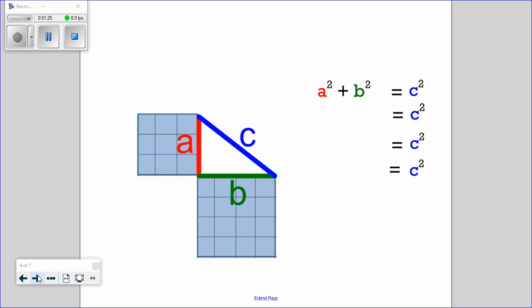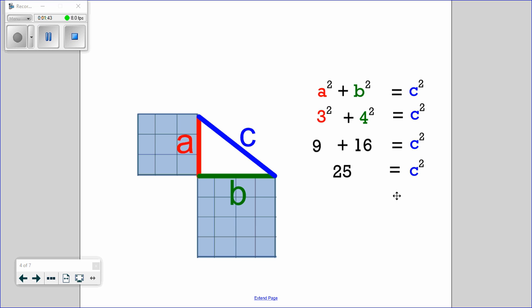Okay. Let's start with just the example you have in your book. We know that c is 5, but let's see if we can prove it. For a, we're going to substitute 3. For b, we're going to substitute 4. We do the math on both sides. We get 9 plus 16, and that equals 25.